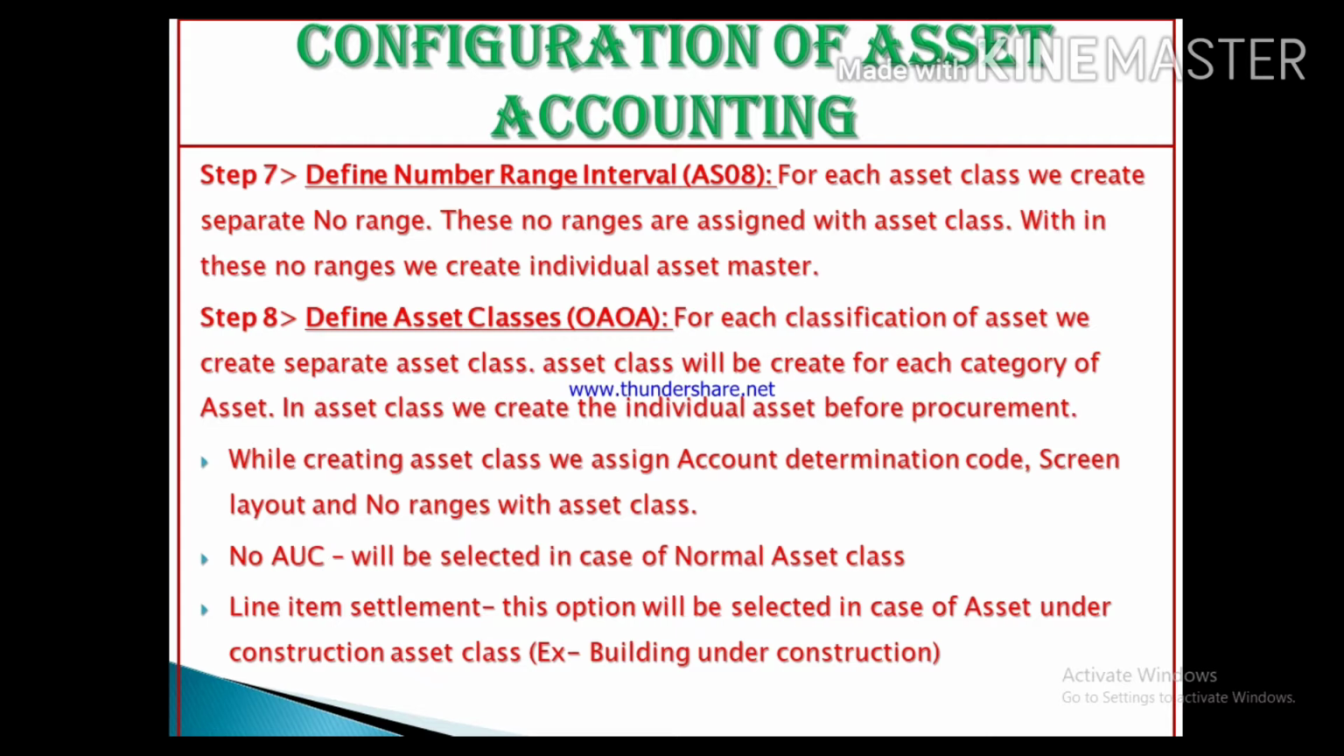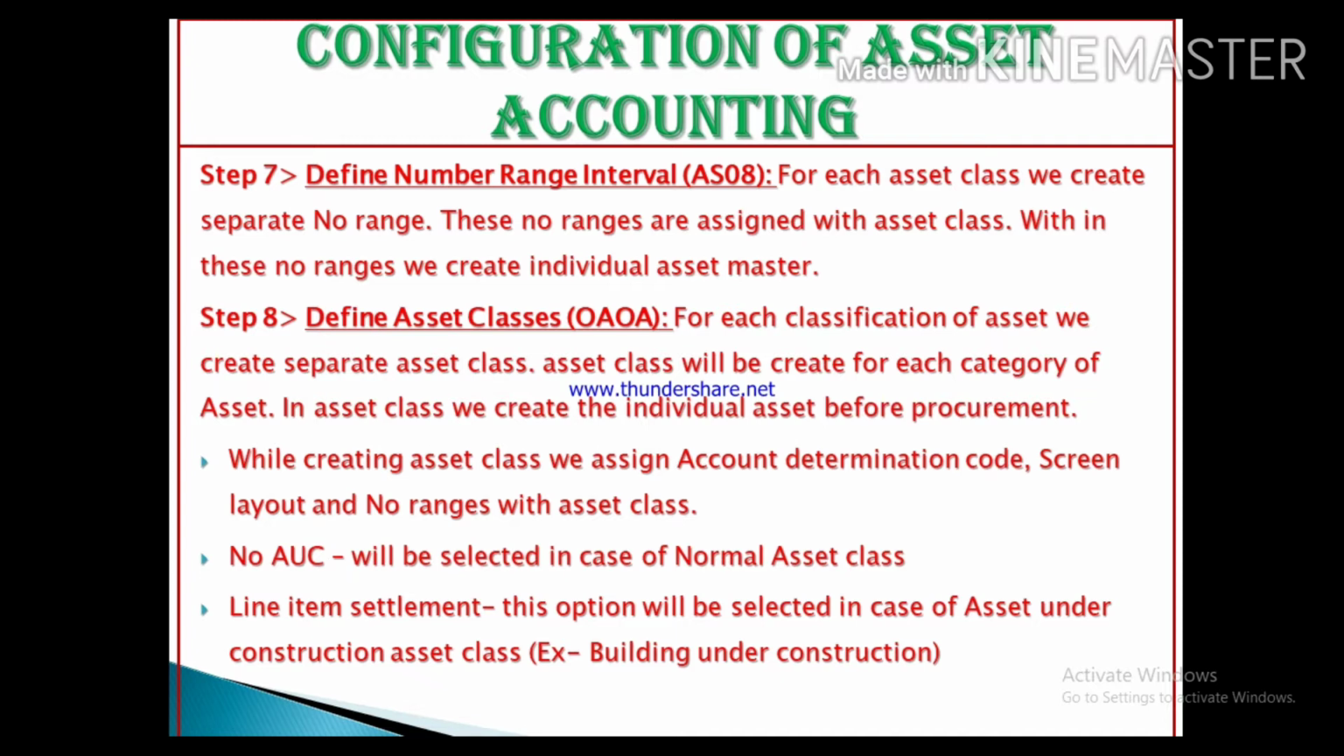So now let's start with the 7th step of asset accounting configurations. The 7th step is define number range intervals under the T code AS08. In this step, we will define the number range for each asset class. For each asset class, we will create a separate number range. These number ranges are assigned with the asset class. Within these number ranges, we create individual asset masters.